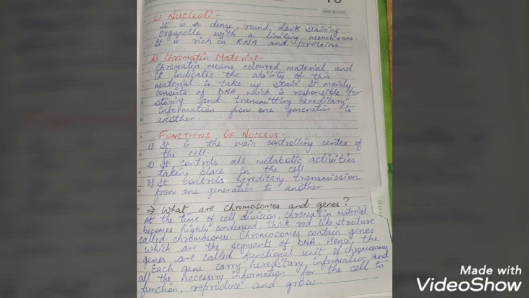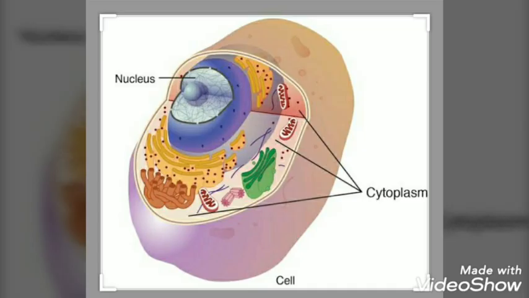Now the functions of nucleus. It is the chief controlling center of the cell. It controls metabolic activities taking place inside the cell. Metabolic activities like the activities which will form energy inside the cell. It also controls the hereditary transmission. Hereditary means the characteristics which will transfer from one generation to another generation.